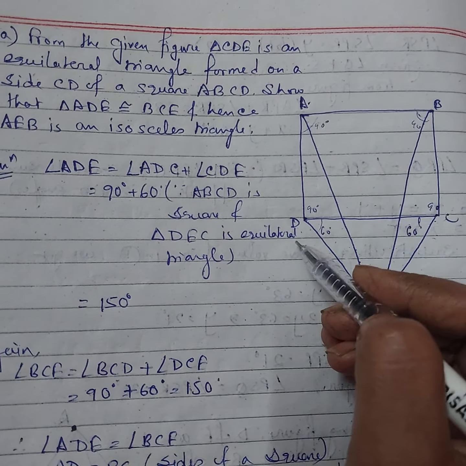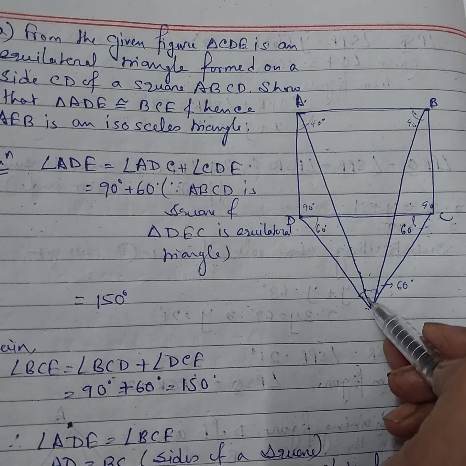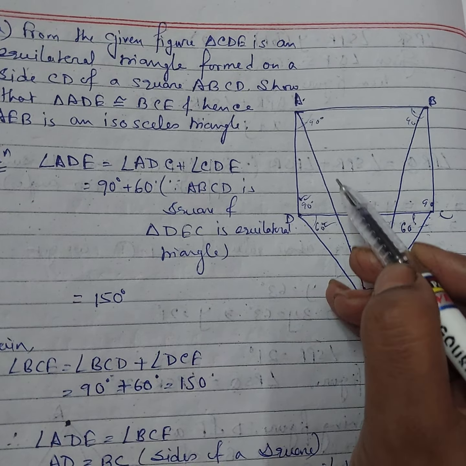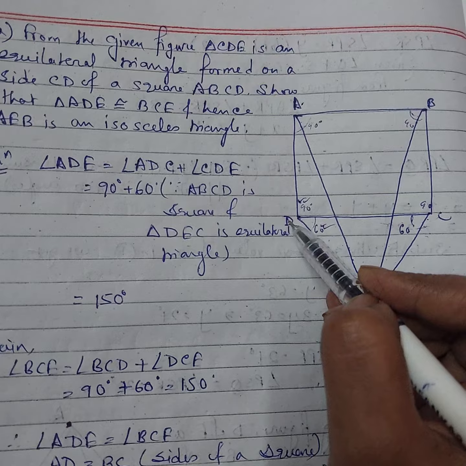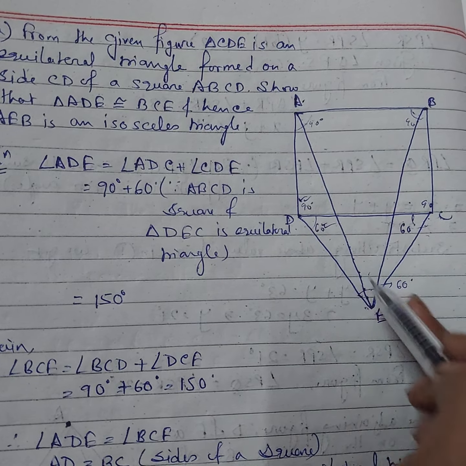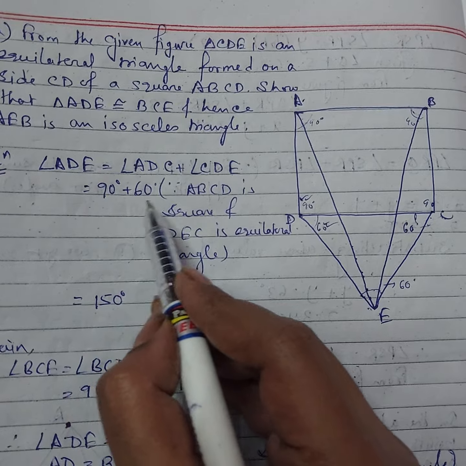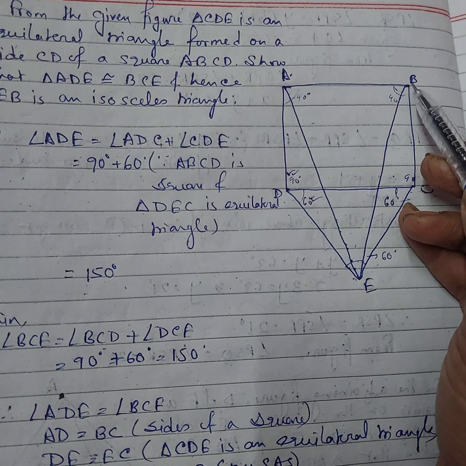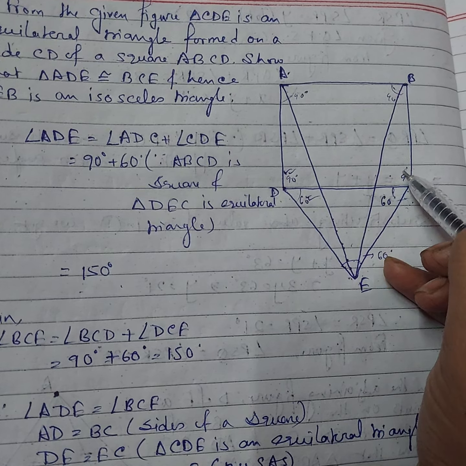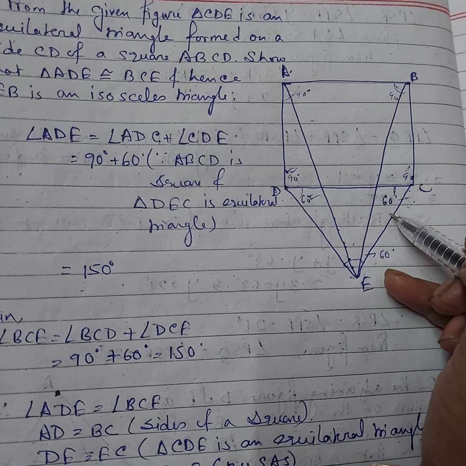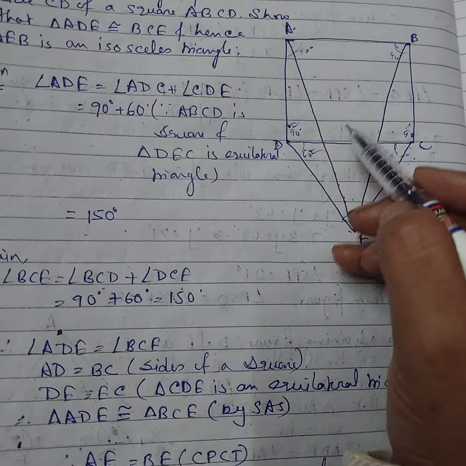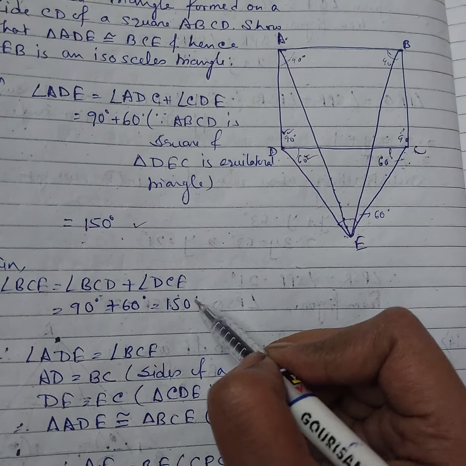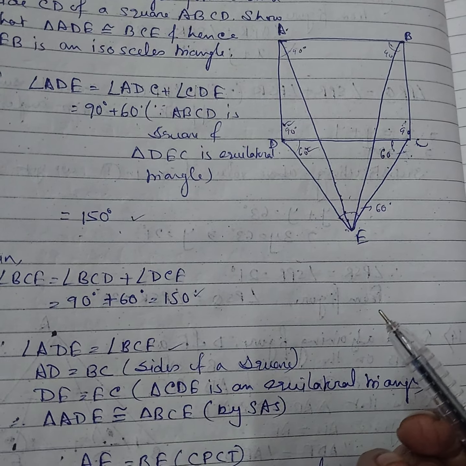Now, angle ADE will be the sum of this angle and this angle. That means the sum of ADC and CDE. So that is 90 degrees plus 60 degrees, that is 150 degrees. Again, angle BCE will be 90 degrees plus 60 degrees, that is 150 degrees. Okay, therefore angle ADE is equal to angle BCE, since both are 150 degrees. So we can conclude that.